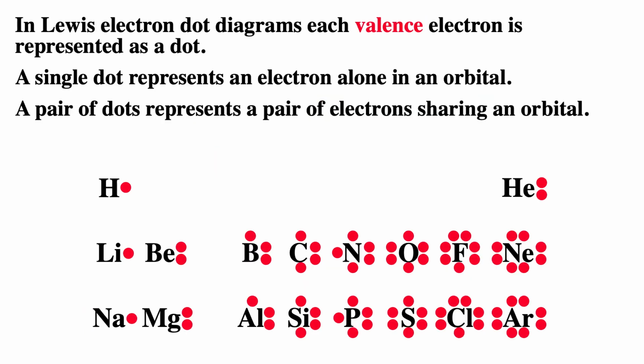We can look at the 3 rows of the periodic table, and again in the column, elements have the same valence electron configuration, and so their Lewis diagrams look very similar.